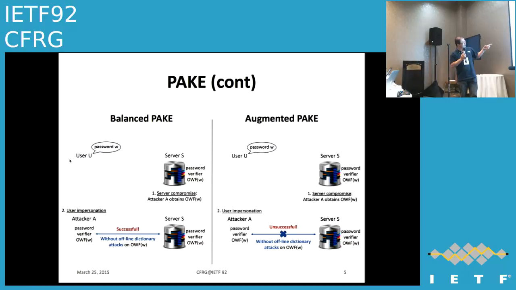In the balanced PAKE, the attacker who gets the password verifier can successfully impersonate the user with the server. Actually, this attack doesn't require offline dictionary attacks on the password verifier. However, in the augmented PAKE, the attacker cannot impersonate the user with a password verifier. The only way for the attacker to impersonate the user is to perform offline dictionary attacks on the password verifier. Next, please.